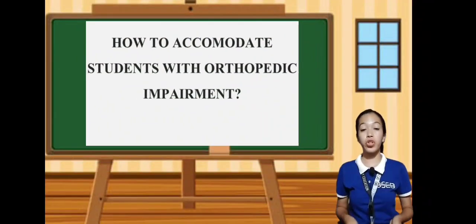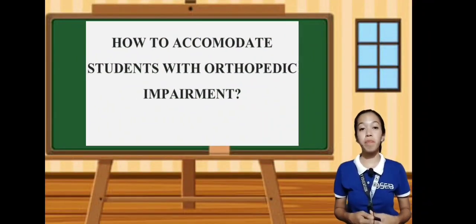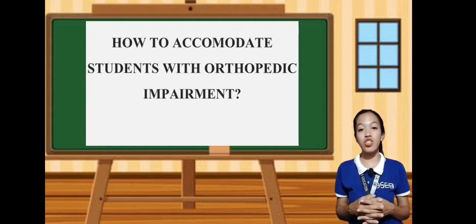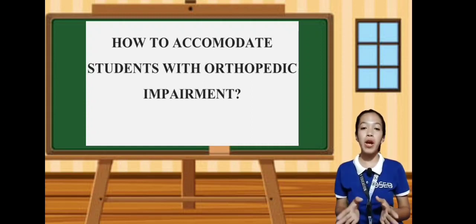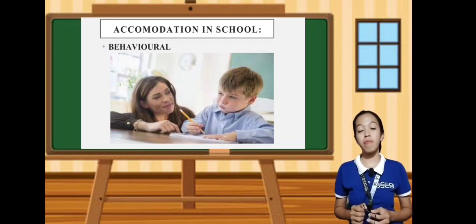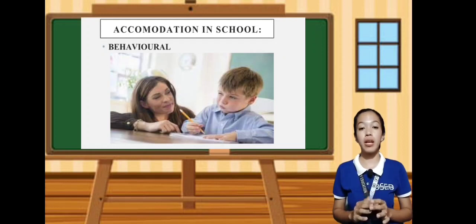So, students with orthopedic impairment will have different physical challenges and therefore require different accommodations. Below are some specific concerns and challenges that children with orthopedic impairments may face. The first one is behavioral. Teachers in all subject areas should be aware of the impact of an orthopedic disability on a student's behavior in class. Students with this impairment, for example, might get tired more quickly than their peers without orthopedic impairment.